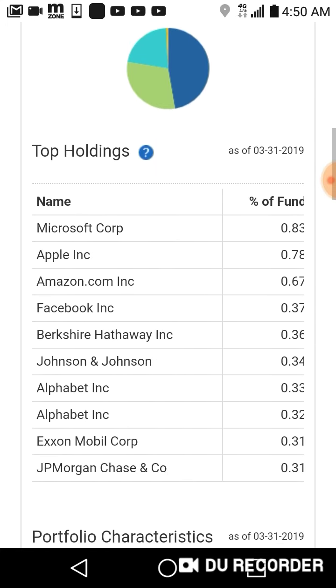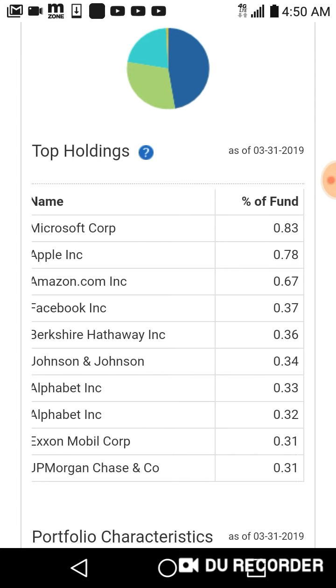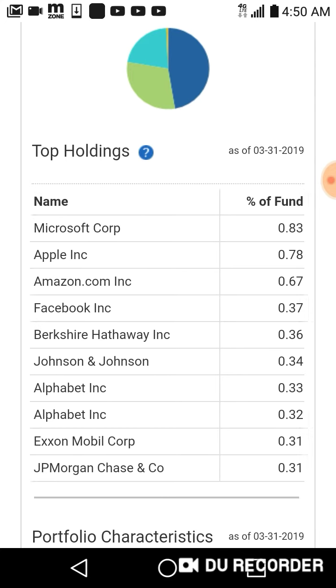It'll give you the top holdings. Normally it gives you the top 10 or so holdings in the fund. You see they got some of the big companies in there: Microsoft, Apple, Amazon, Facebook, Berkshire Hathaway, Johnson & Johnson, Alphabet, or Google, ExxonMobil, and Chase Bank.